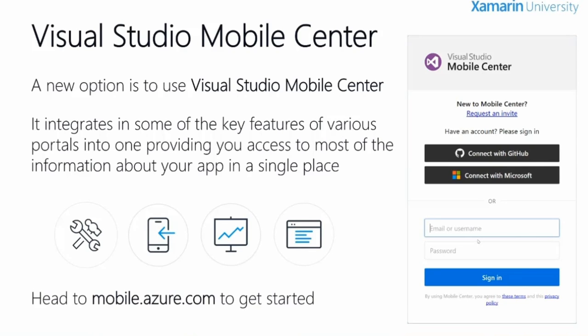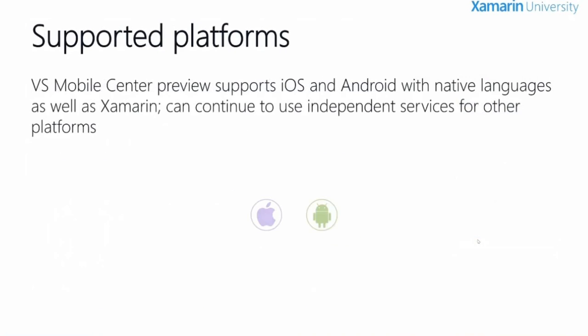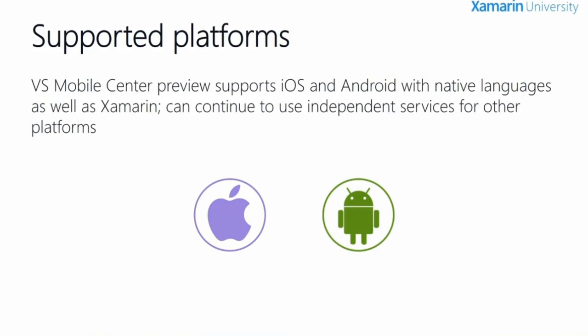To start with, the preview is currently oriented around the two most popular mobile platforms, so that's iOS and Android. You can build your application in almost any available technology. So we've got SDKs available today that integrate with native APIs using Swift, Objective-C, and Java. And there's also managed libraries for your Xamarin applications. Now do keep in mind this is a preview, so not all of the features available in the cloud services we've looked at today are exposed in Mobile Center.